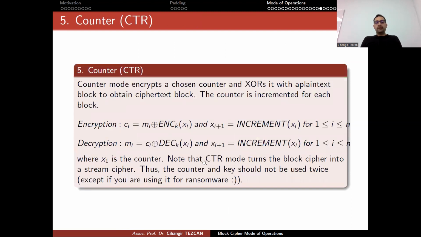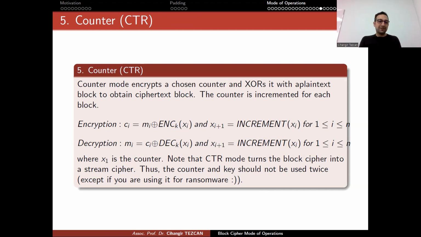Okay. Let's move on to the one that I like and which is used a lot. I will talk about it more in a minute. Counter mode encryption. Counter mode encrypts a chosen counter and XORs it with the plain text block to obtain the ciphertext block. The counter is incremented for each block. So instead of encrypting the plain text, you choose a counter, you encrypt it and XOR it with your plain text to obtain the ciphertext. Then you increment this counter and continue in that way. Note that CTR mode again turns the block cipher into a stream cipher. Thus, the counter and key should not be used twice.